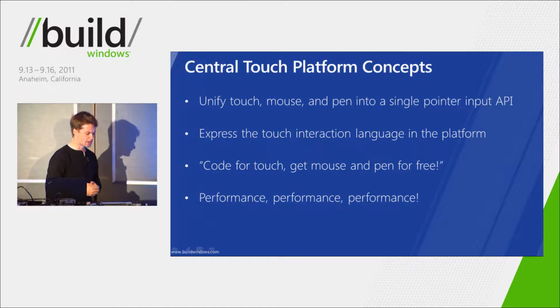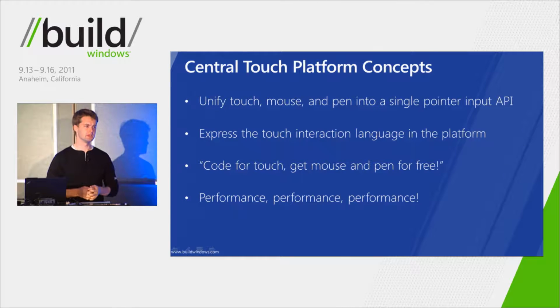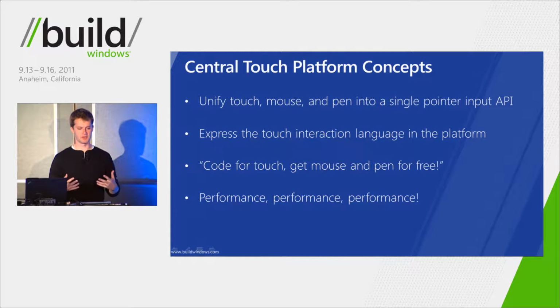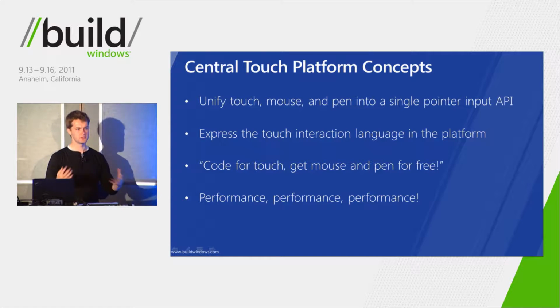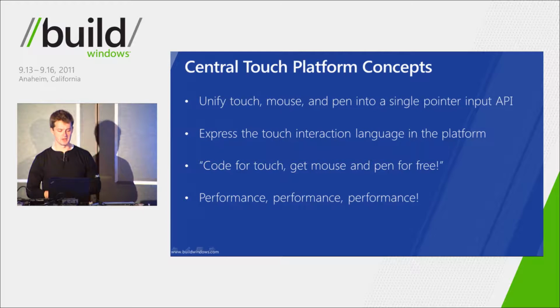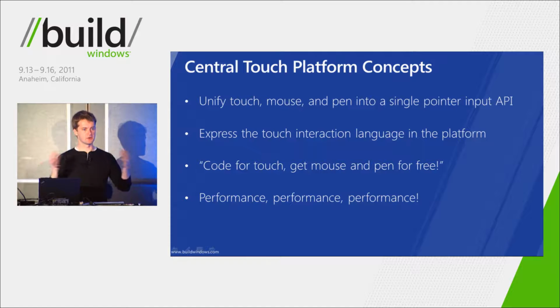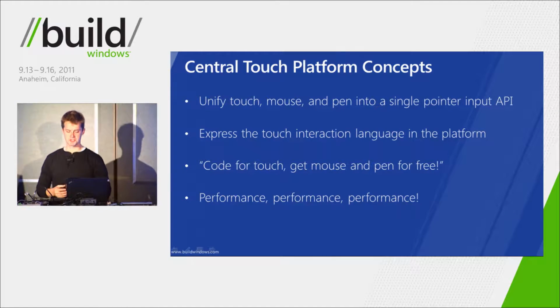One of our other principles was we spent a lot of time on our touch language. We did a lot of user research. We leveraged a lot of things we learned from Win7, from other groups like Surface, Windows Phone, and elsewhere. And we feel really proud about it. And we wanted to have some way to express it in the platform. So our gesture platform is the way that you can reuse the touch language and the 7 gestures that really make up the core of the Windows 8 interactions in your apps and make it feel like it's part of this cohesive system. Our third principle was code for touch, get mouse and pen for free.